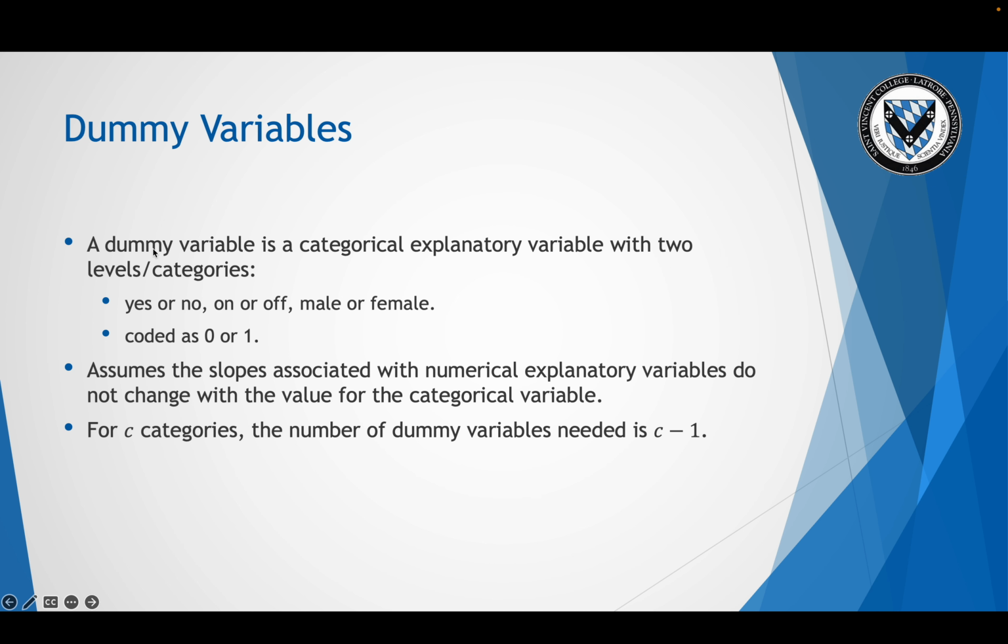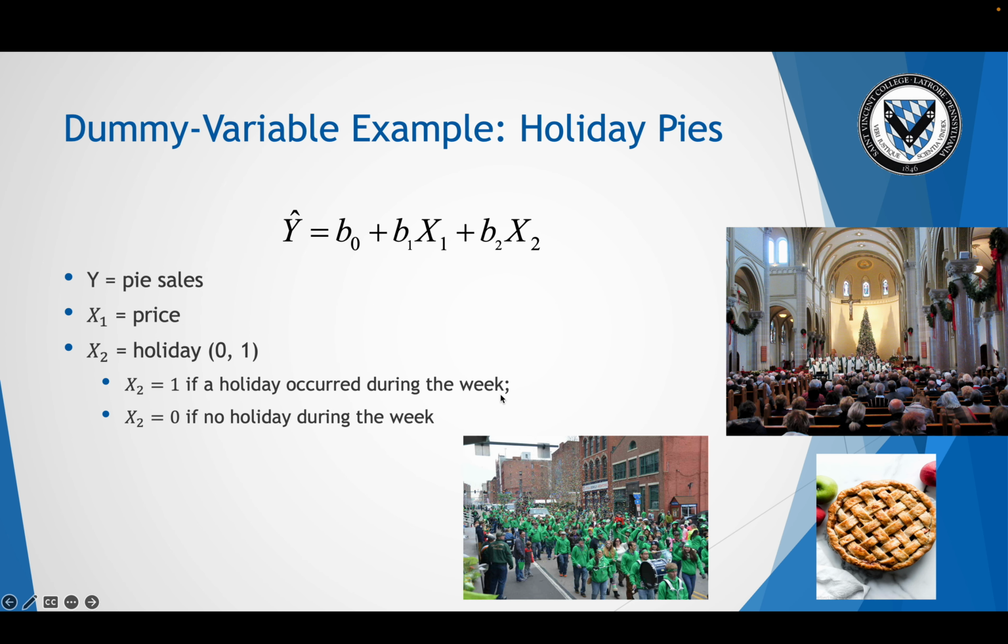So we already discussed a dummy variable is a categorical variable, two categories, yes, no, on, off, things like that. And we assume equal slopes across the different levels of the dummy variable. So let's just look at another example. If we wanted to estimate pie sales from the price of the pie and whether it's a holiday, x2 is equal to 1 if a holiday occurred during the week, and 0 if no holiday occurred during the week.